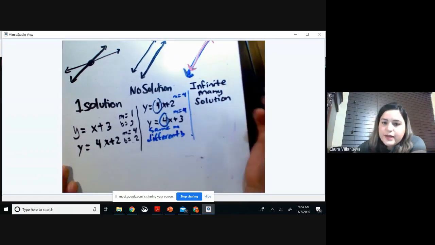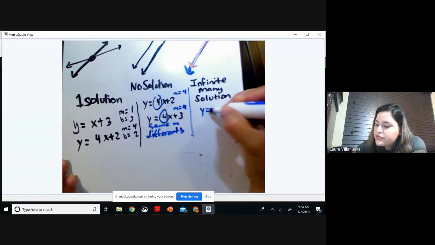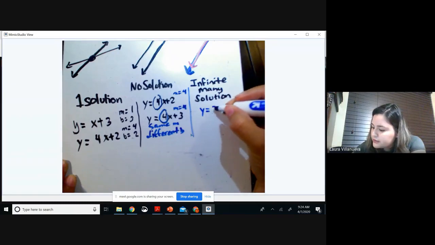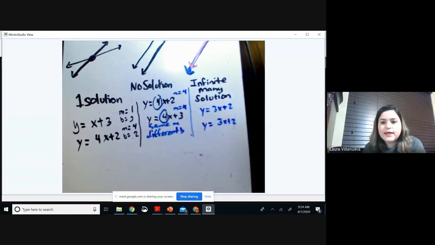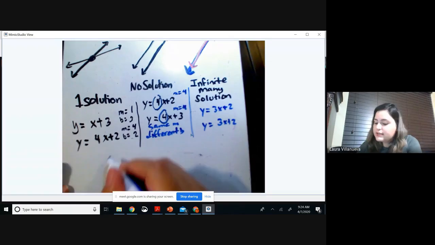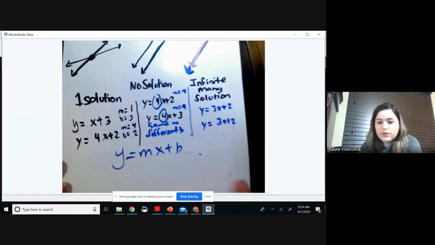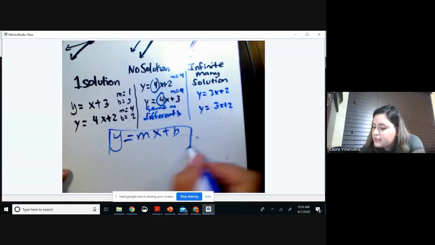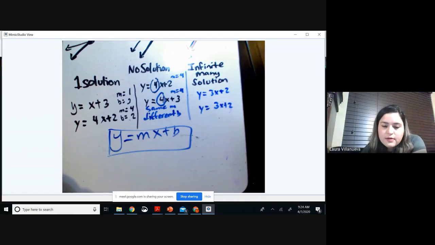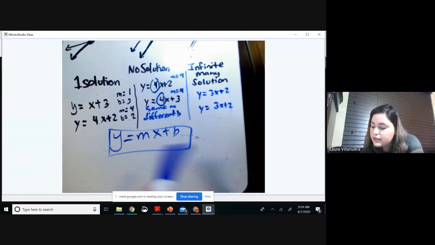Okay? For the last one, you need to have y equals, let's say you have 3x plus 2. The other one's going to be exactly the same because it's exactly the same line. Now, sometimes it's not going to seem like it's the same. So you have to put everything in y equals mx plus b. That is the key here. You have to leave it in y equals mx plus b. And you should already know how to do it because we've been doing it for so long. But that is the key. You need to leave it in this format. Once you leave it in this format, you can check if they are the same line, if they are parallel lines, or they are completely different lines.